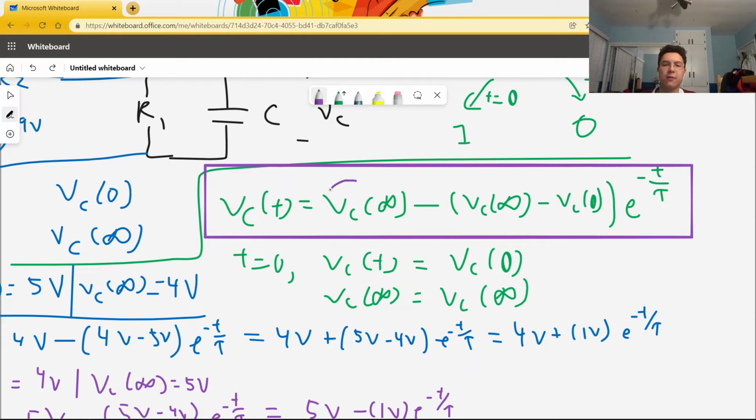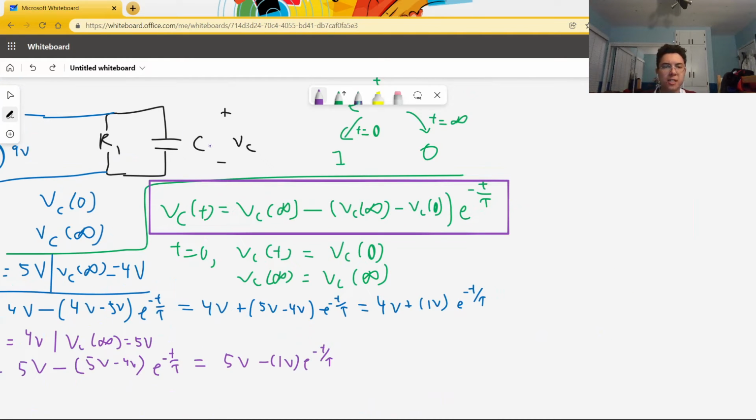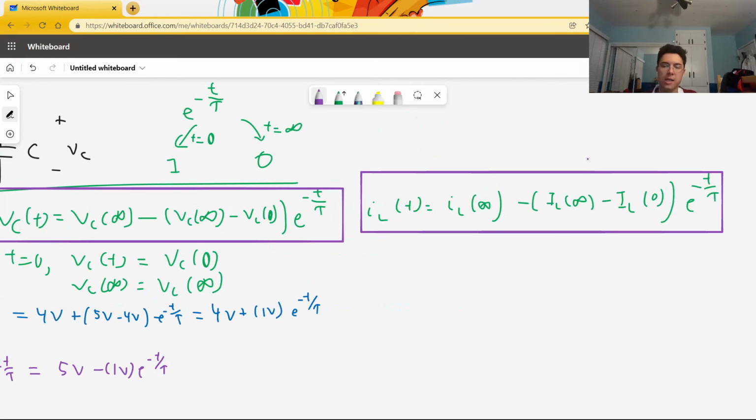We know what this means and what this means. We have yet to determine what tau is. I will show you how to determine these in the next video. Note that in the case of an inductor, where current instead of voltage is what is maintained, this entire equation can be written for an inductor in terms of current instead. That equation is shown here.